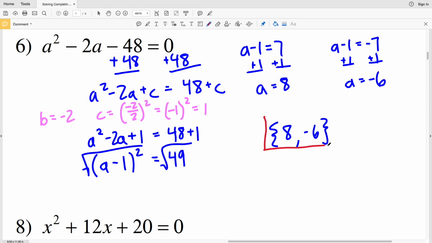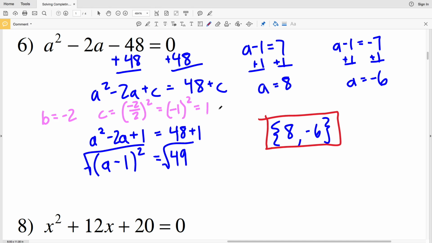Now if I haven't said so before, what this means when I solve for the solution is that I can plug 8 in for a, or I can plug negative 6 in for a, and the left-hand side of this equation will equal 0. That's what it means to solve. We're solving for the variable value that will make this equation true. Let's continue on to number 7.